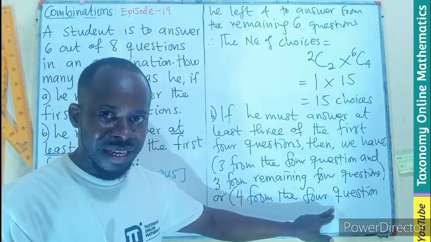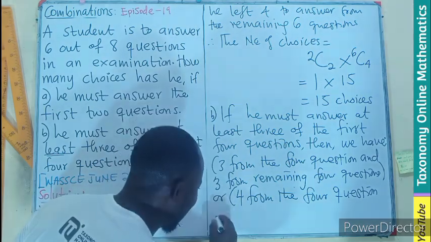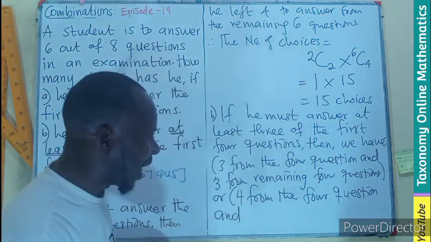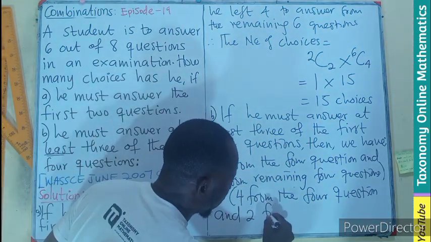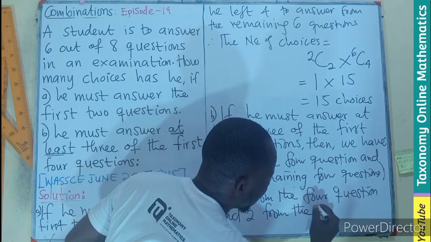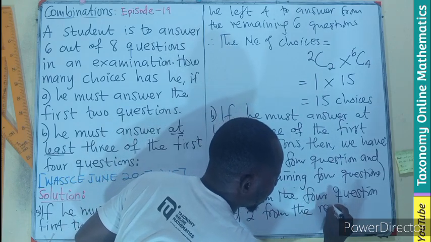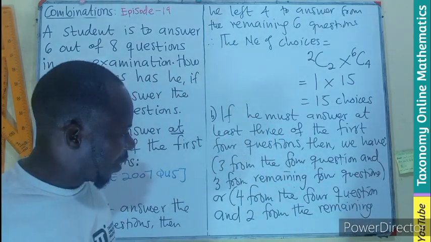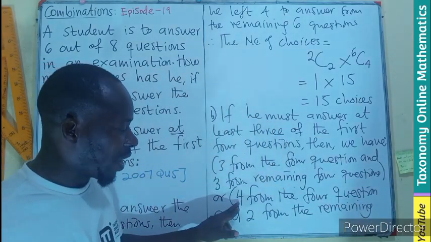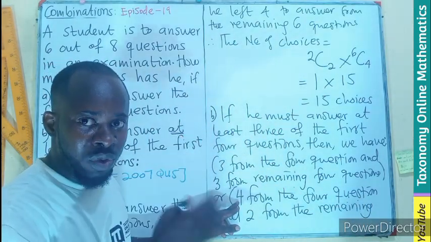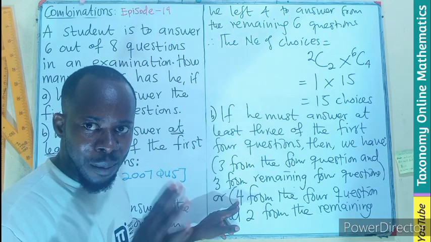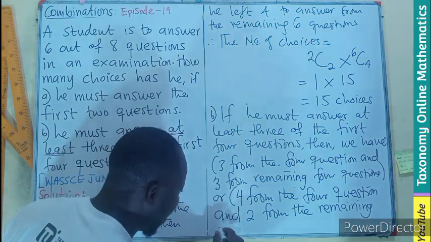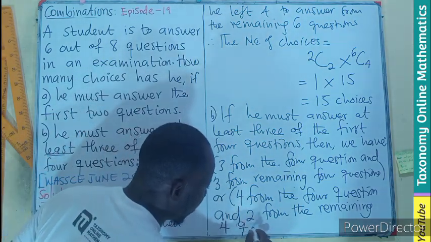If he has, then what happens? And you need to answer how many? 2 from the remaining. How many questions are going to be remaining? Don't forget we have 8 questions. We are answering 4. So how many is left? So we are left with 4, remaining 4 questions.